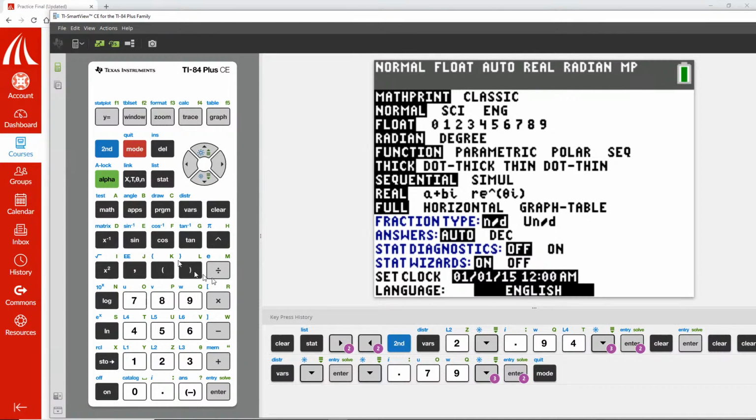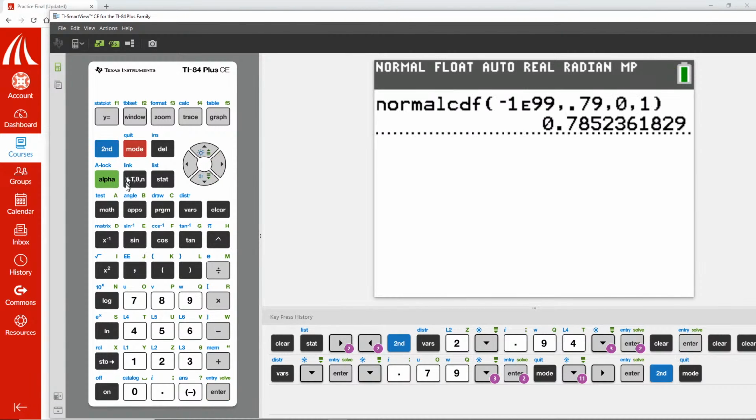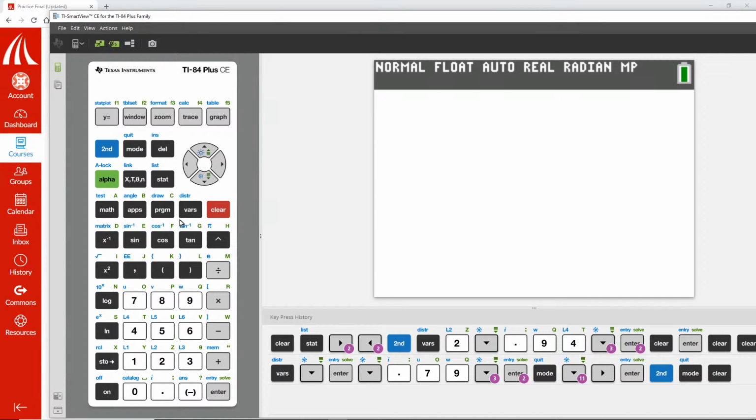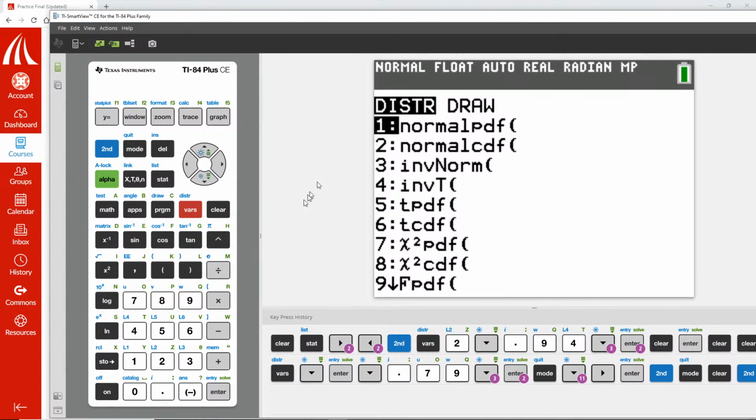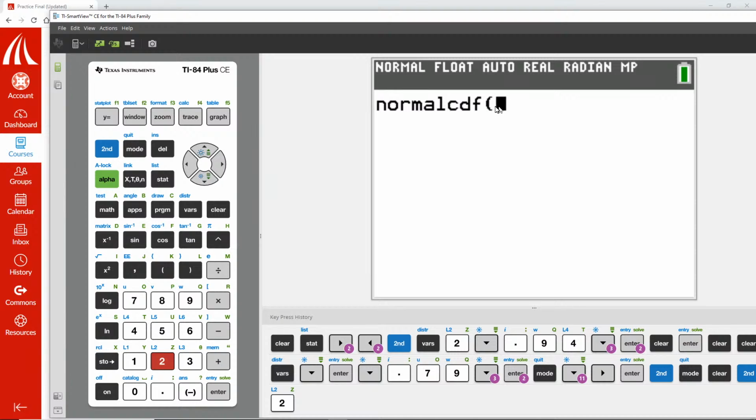Now, if I go back to mode for a second, and I turn off the Stat Wizard, like maybe your calculator just doesn't have it. Now when I choose second distribute and choose number 2, normal CDF, they don't prompt me. You have to know what goes in there. So it's nice when they prompt you, and that's what Stat Wizard does, because sometimes you can easily forget which one goes in and which one doesn't.